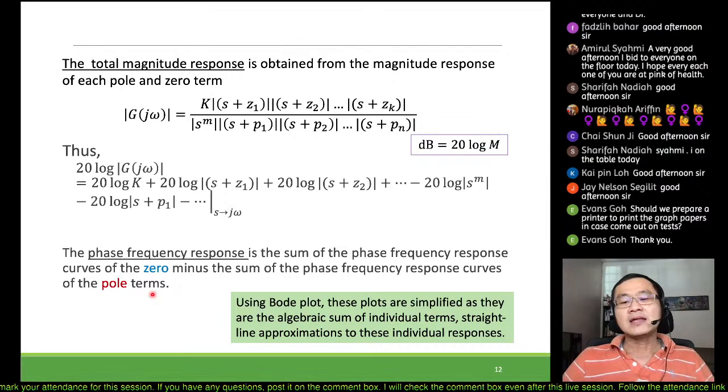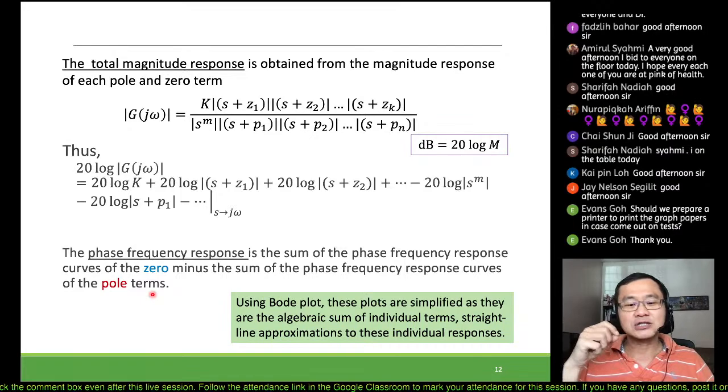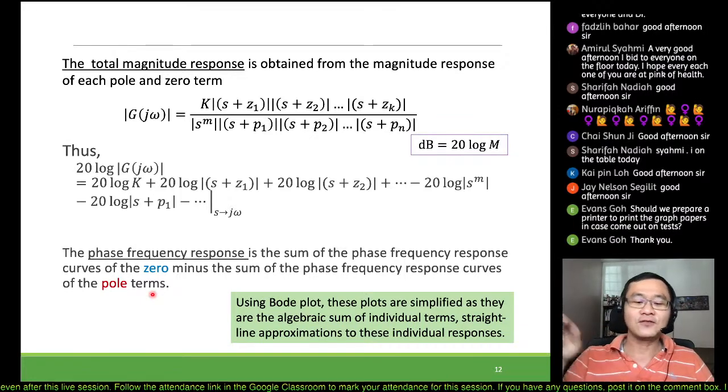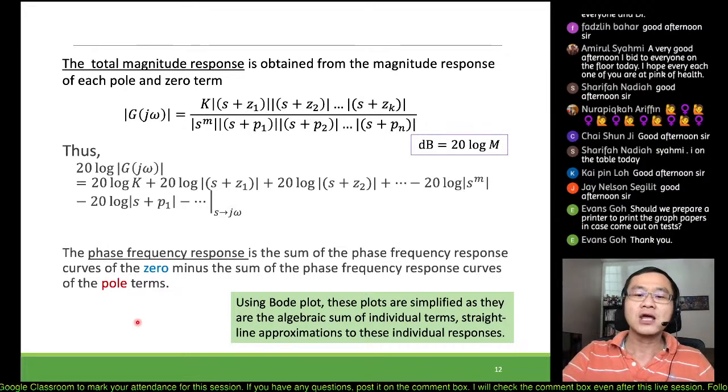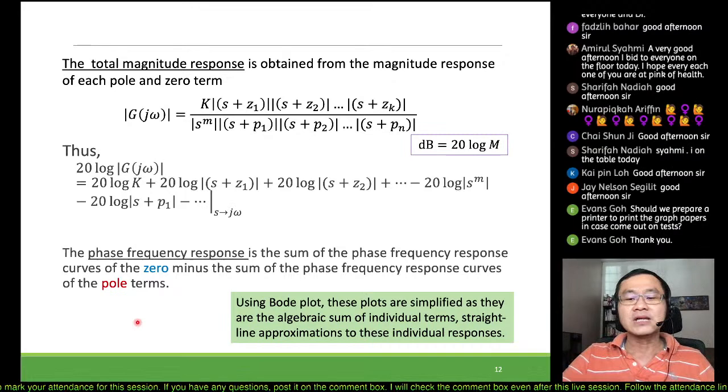Because of that also, straight lines are usually used instead of doing an exact calculation to plot the curve of the line. So in this chapter, or these topics today, we will try to use the approximation way to plot our Bode plot.